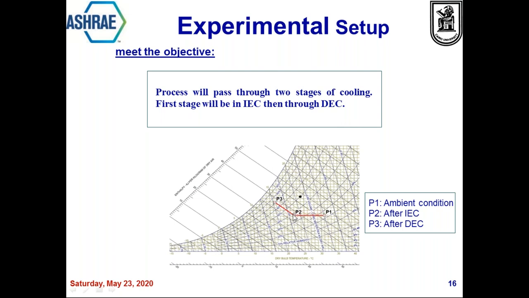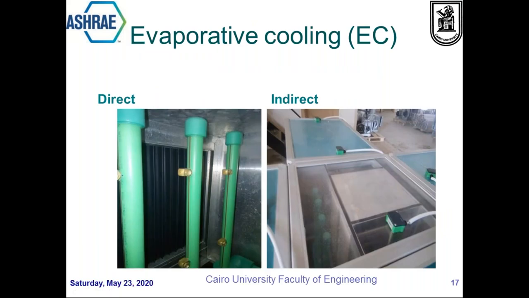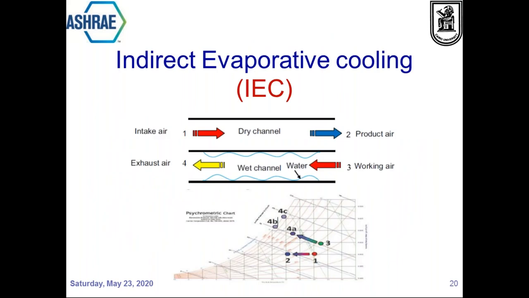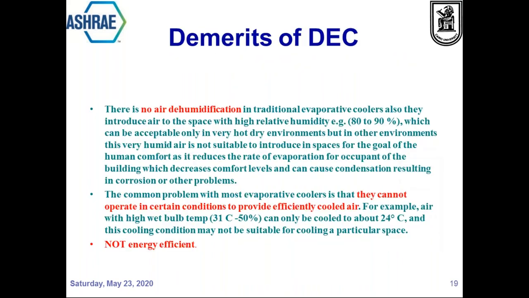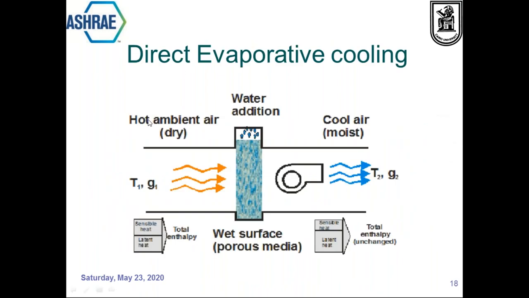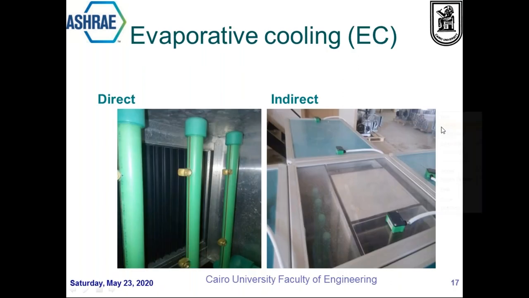Then we do direct evaporative cooling from stage two to stage three. At least now we have cooled air, but at high relative humidity. Then we can cool down with mechanical refrigeration, but at a lower enthalpy drop than if we use the normal conventional method. So we built direct evaporative cooling and indirect evaporative cooling sections.